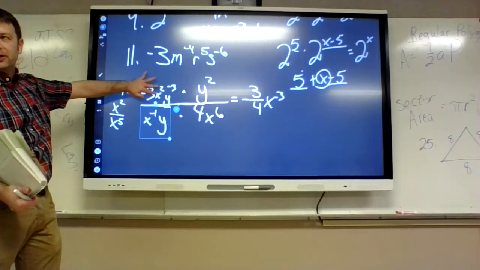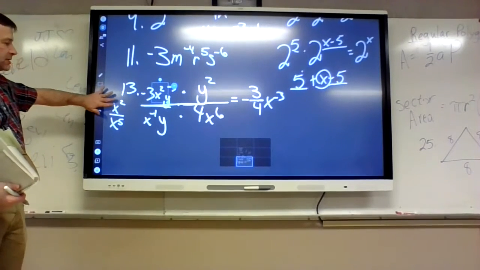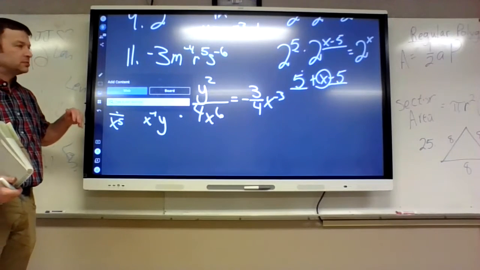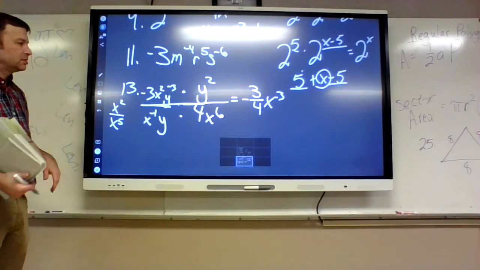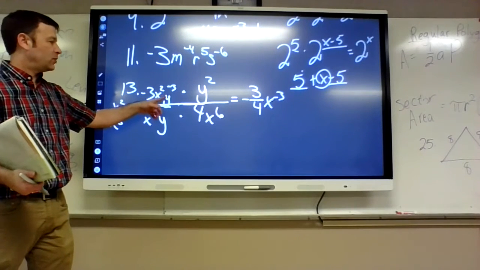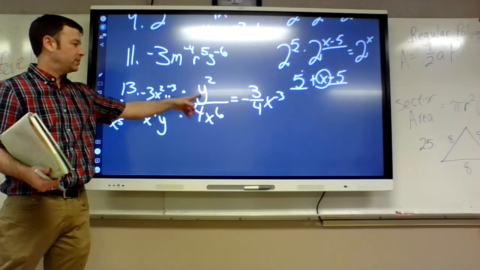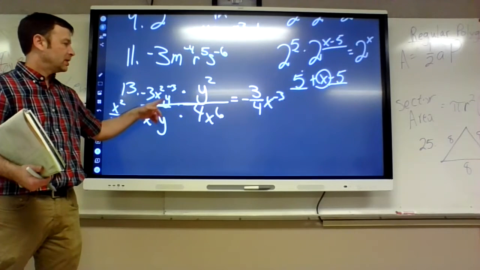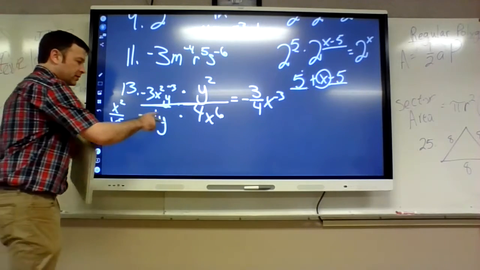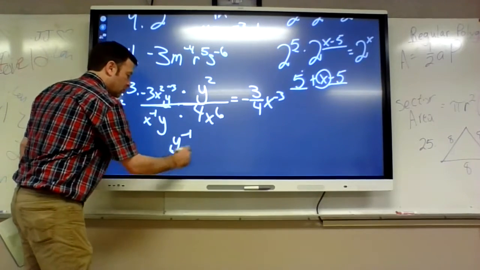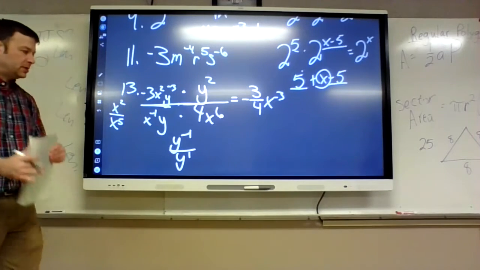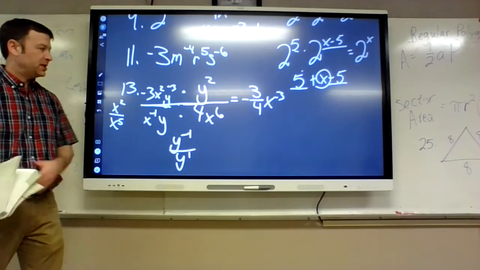And we had 2 on top, so basically it was 2 minus 5, negative 3. And then Grant, for the y's, we have y to the negative 3, y squared on top. What would that become? Y to the negative 1. Right, negative 3 plus 2 is negative 1. And then we have 1 on the bottom, so it would be negative 2. Right, negative 1 minus 1 is negative 2.